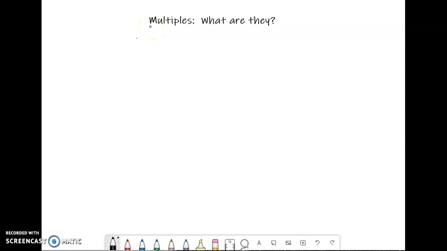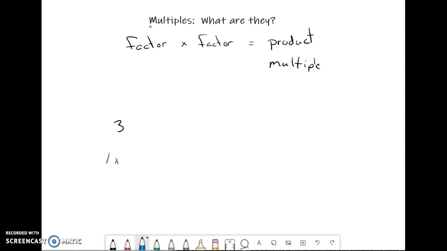Multiples, what are they? Well, first let's talk about what we know. We know that a factor times a factor is called a product. But a product is also called a multiple. So if you had 1, 3, then you have one group of 3, or 1 times 3, which is 3.